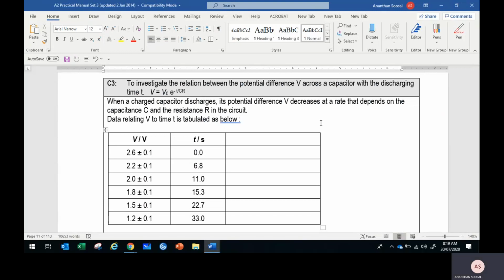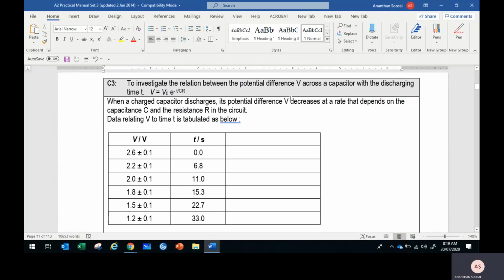C3 is a little different from the earlier one. Why? It involves ln and log. When the equation involves ln and log, it's slightly different how to treat the uncertainty. First, let's work together. Look at C3.